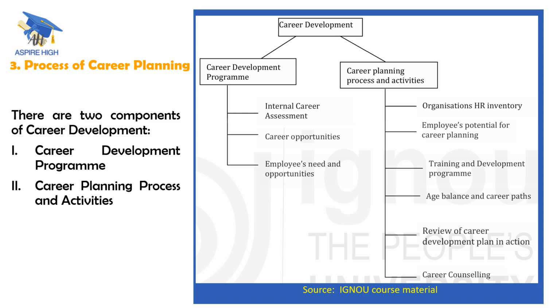So next comes the career planning process and activities. Here from the examination point of view, it is better to draw the diagram. It is always better to draw the diagram. And here there are 6 major steps that are shown, that is the process. One is organization's HR inventory. Second is employees' potential for career planning. Third is training and development program. Fourth, age balance and career path. Fifth, review of career development plan in action. And sixth one, career counseling. We shall discuss all these step by step.